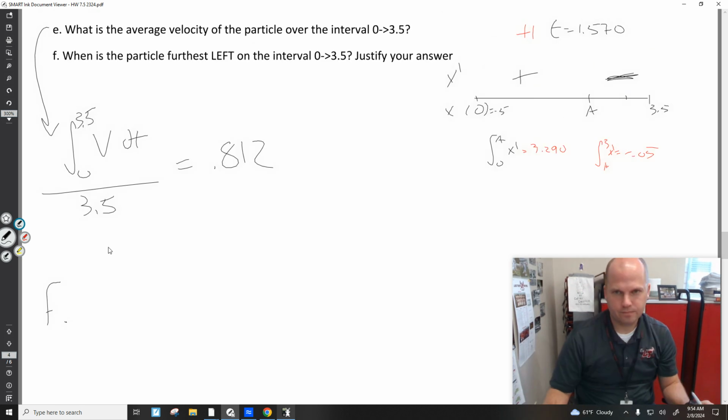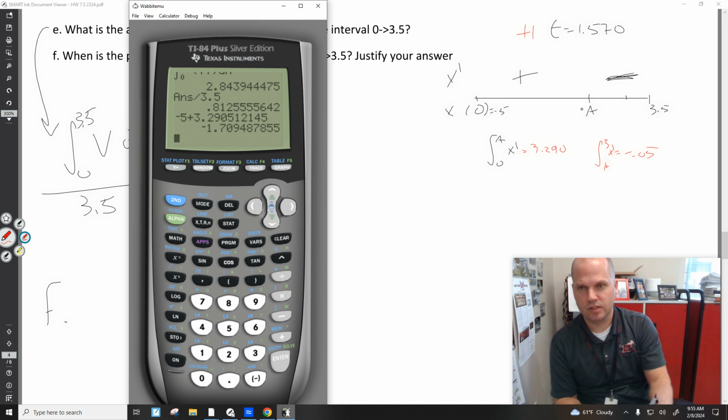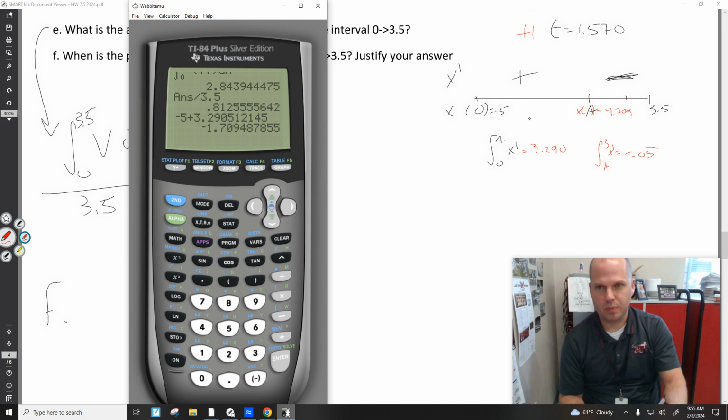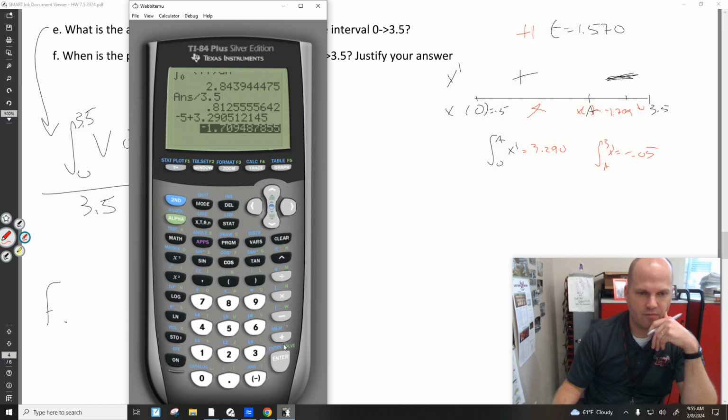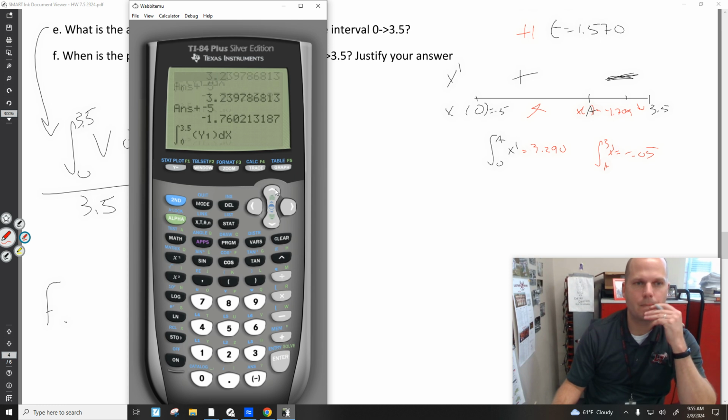When are we furthest left? Now, I've already done the work. I forgot what the values were where I found A, where we changed directions. So boom. Now I know what this value is, and I'm going to keep this up here for the time being. My position's increasing by this much. My position's going to decrease by this much. I'm going to take that value and add the A to 3.5, which I have up here. I don't have A to 3.5. I have A to 3.